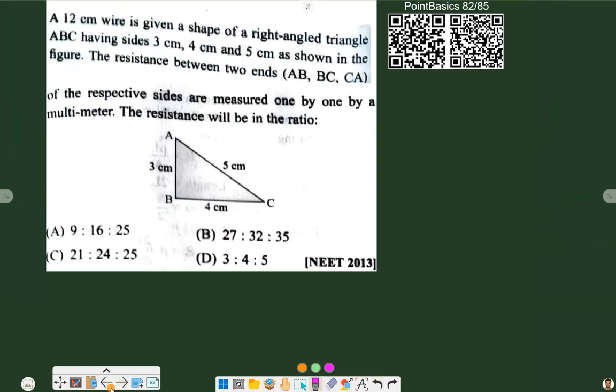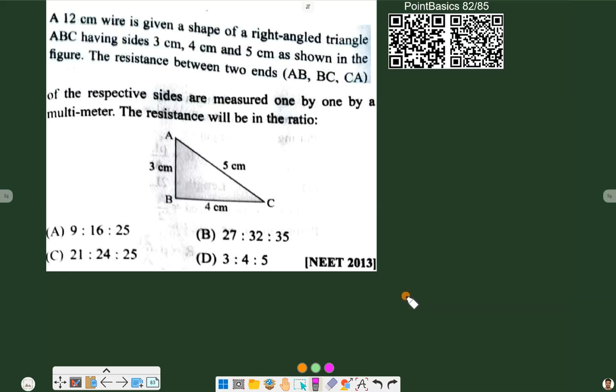Moving to the next one. So a 12 centimeter wire has the shape of a right angle triangle having sides 3, 4 and 5 shown in the figure. The respective sides are measured one by one with a multimeter. Resistance will be in the ratio. So we have to find the resistance between the sides.